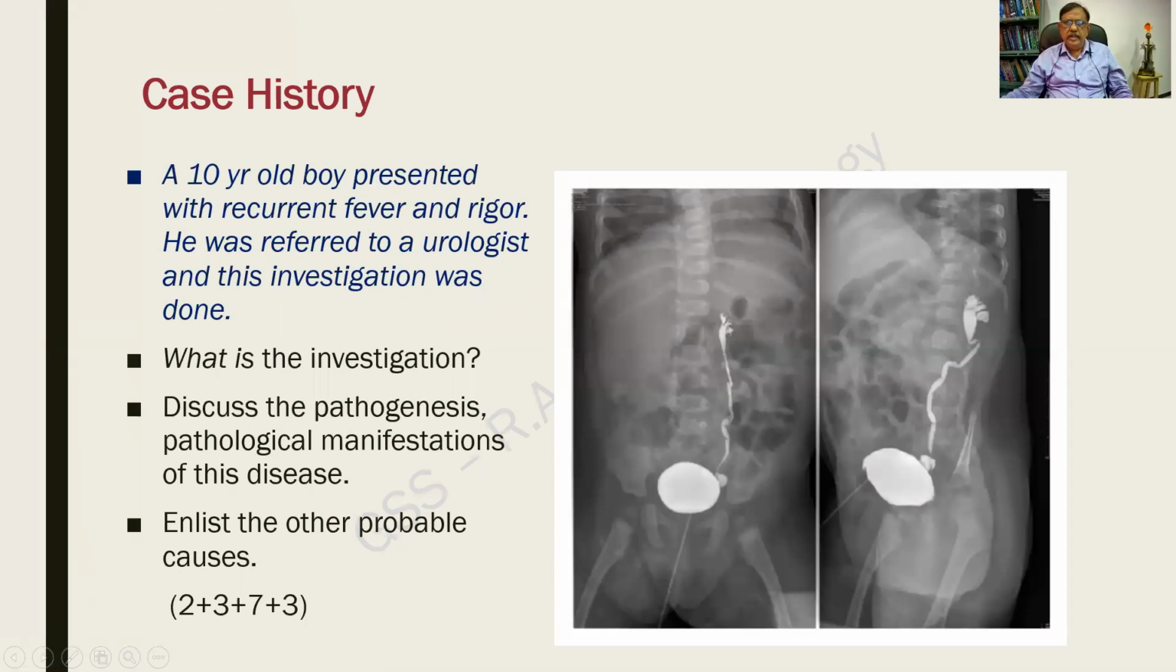This is a case history. A 10-year-old boy presented with fever and rigor. He was referred to a urologist and this investigation was done. What is the investigation? Discuss the pathogenesis and pathological manifestations of this disease. Enlist the other probable causes. The mark distribution is given here.